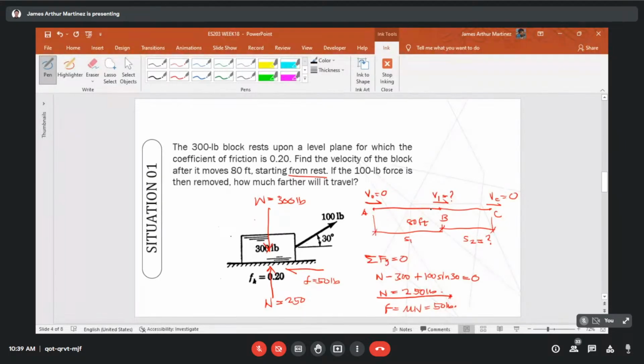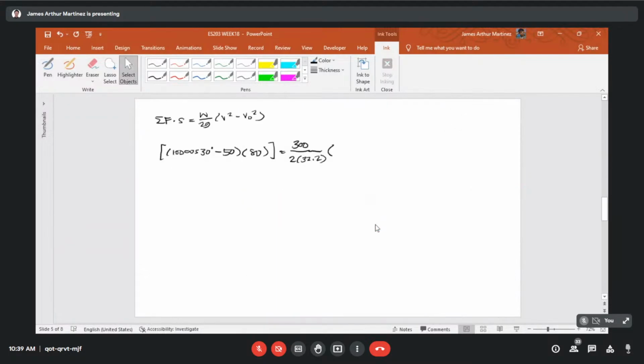So meaning the final velocity would be V1. V1 will serve as our final velocity in this analysis, and the velocity at point A would be our initial velocity, which is just equal to 0. So final velocity V1 squared minus initial velocity 0 squared. So meaning, in the equation, there is only one unknown, which is V1. So we can directly compute for V1. So how much is V1?